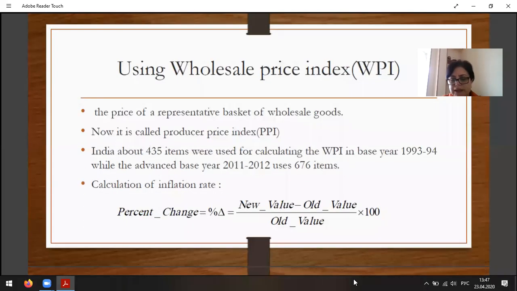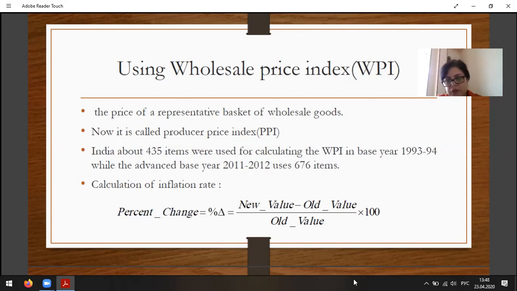We can calculate the inflation rate, as we indicated above, in terms of the producer's price index, or in other words, the wholesale price index. So we have to distinguish between wholesale prices and retail prices. That's why we have to know about the wholesale price index. Firstly, that is the price of a representative basket of wholesale goods.